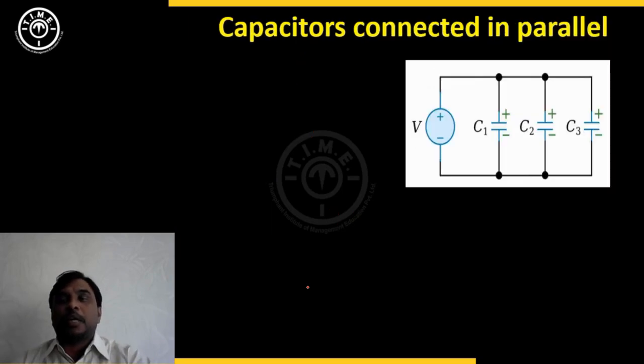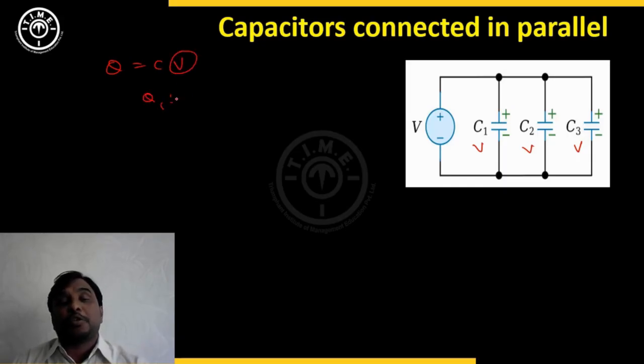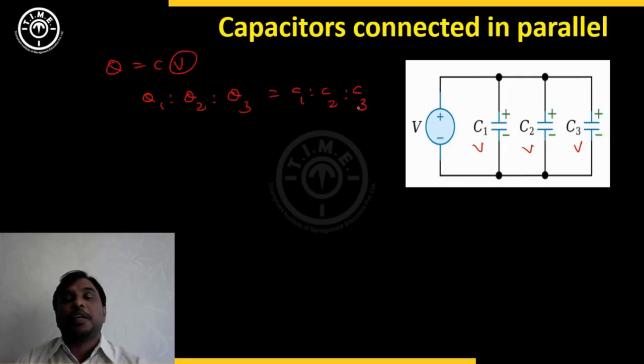Right? Now connect them in parallel. In case of a parallel connection, the potential drop across each capacitor is the same. You know, Q is equal to CV. Now the potential is the same, then the charge divides: Q1 is to Q2 is to Q3 is C1 is to C2 is to C3. So the charge stored depends on the capacitance. The more the capacitance, the more charge you can store in the case of parallel connection.